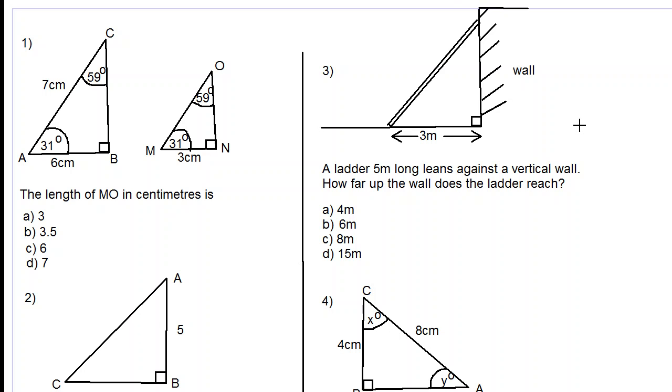Good day, everyone. Let's work out these multiple choice CSEC mathematics past paper questions. Number one, we have two right angle triangles here. If we look at the angles within the triangles, we see that both of them have the same angles, the same sizes of angles in the same location. So these are similar triangles.